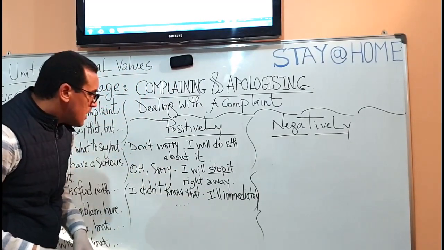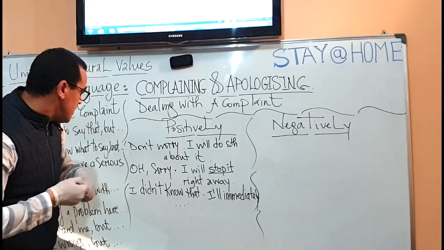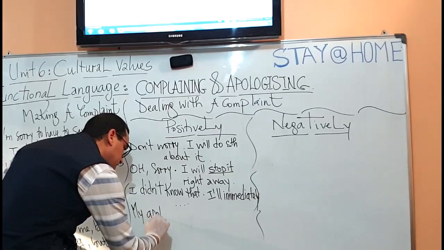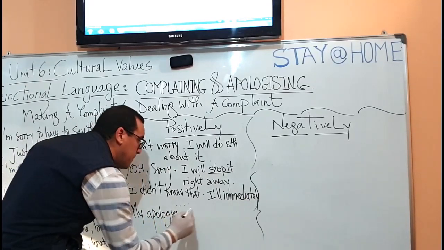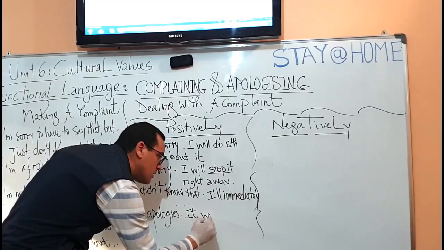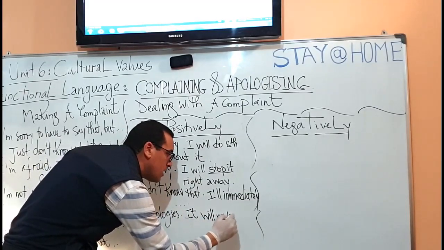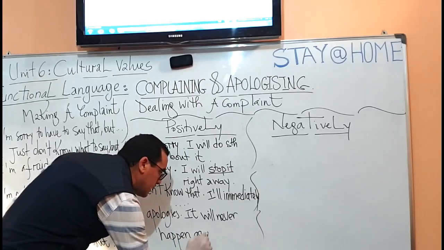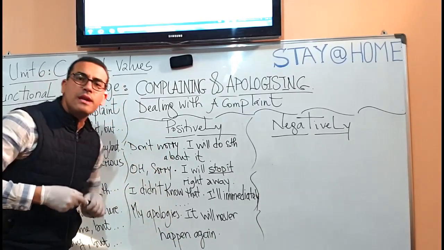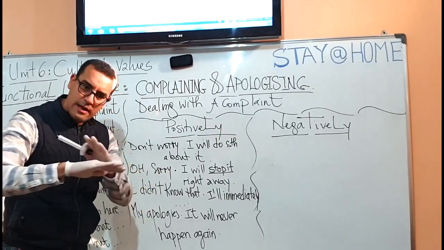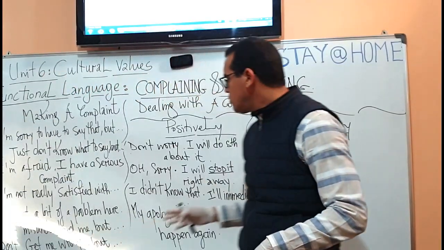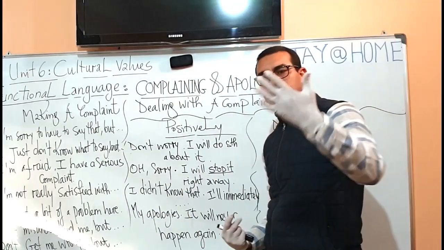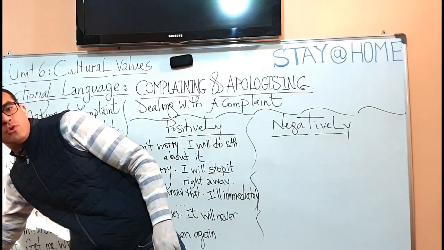So I didn't know that. I'll immediately, okay? You can also apologize again and say, my apologies, but it will never happen again. It means I will never do that once again. I'll stop it right away, okay? So you have to show some positive reaction to that person who is complaining to you.